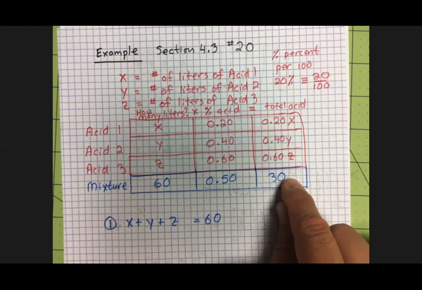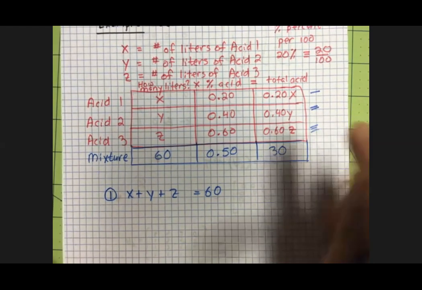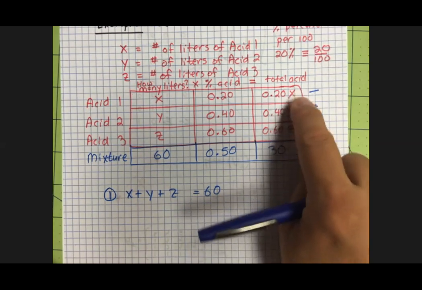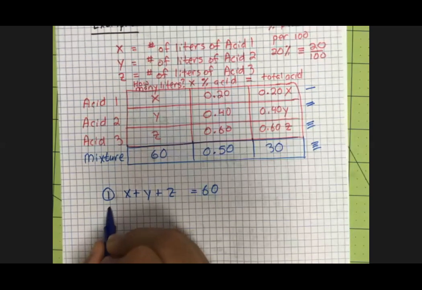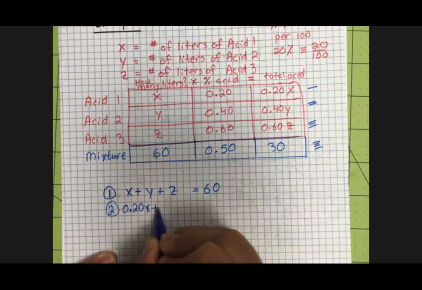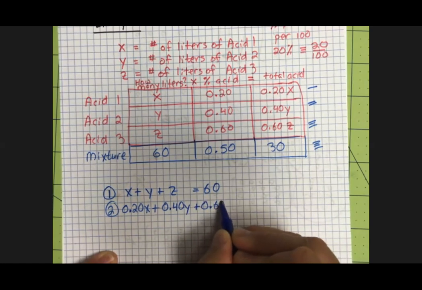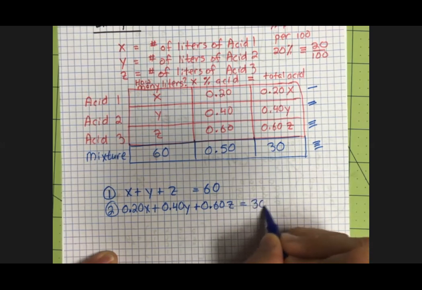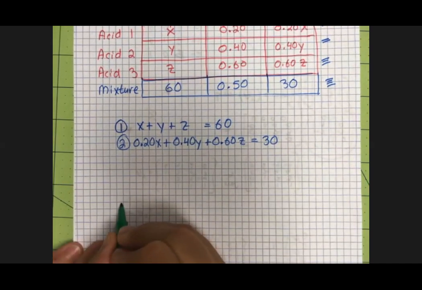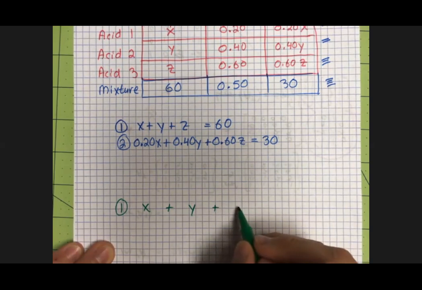There's another equation. Think about it. The total acid from all three of these has to add up to the total acid in the end. So now I've got 0.2x, 0.4y, 0.6z added together must be 30. Now I'll tell you, this makes for a pain of writing, and I don't like it. So I am about to change it. Let's think about it this way, just to show you the process. Let's go green. Nobody said go white.